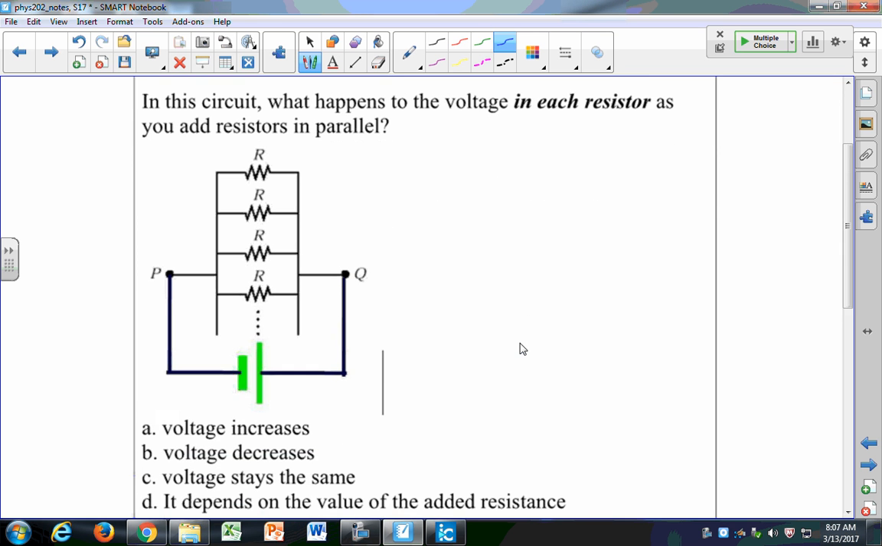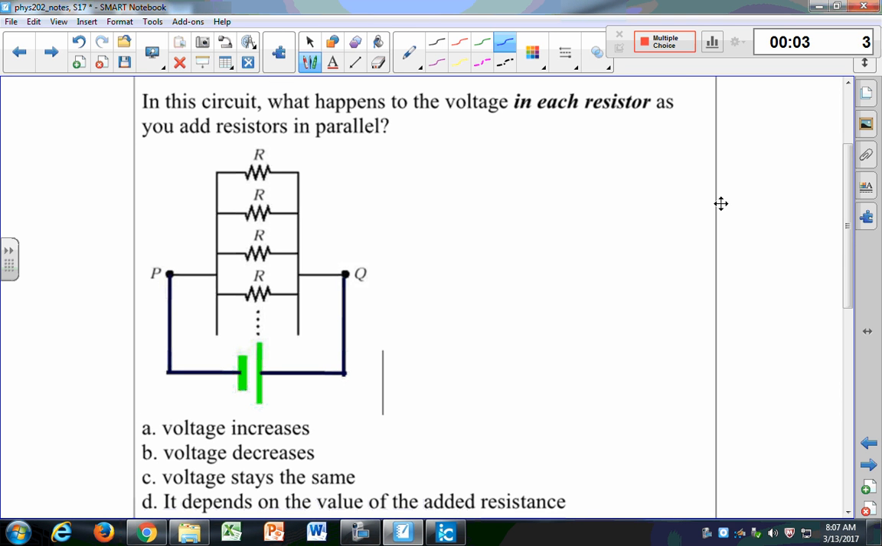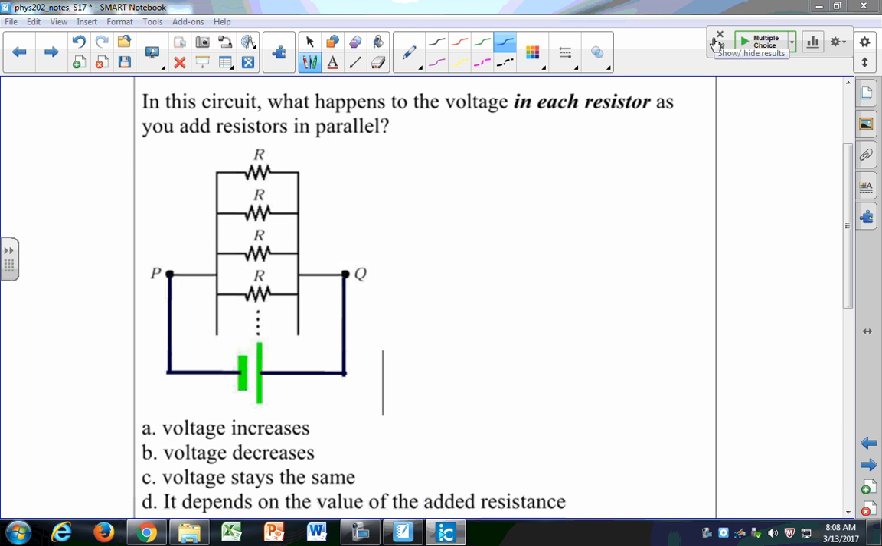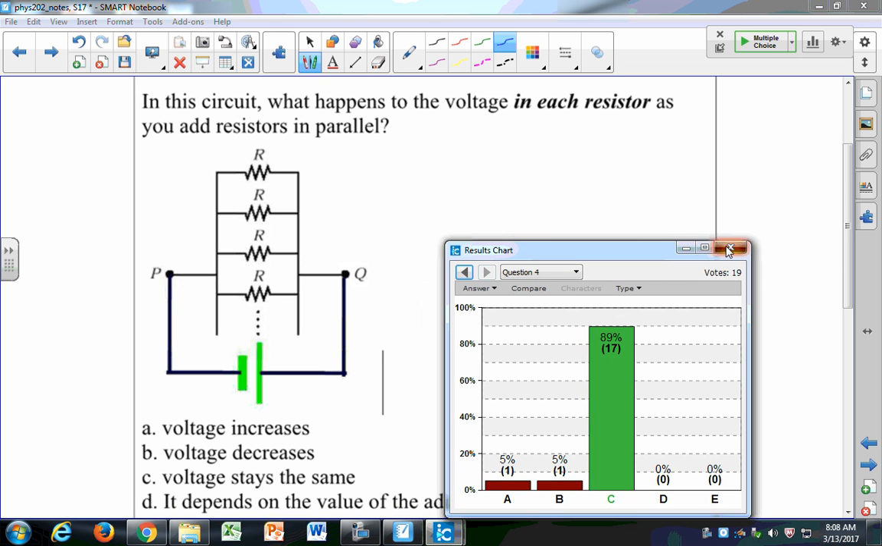Let's try this clicker question. What happens to the voltage in each resistor as you add resistors in parallel? Okay, doing really well. Just a few more seconds. I'm going to stop at 32. Okay, that's good. C is right. The voltage will stay the same.